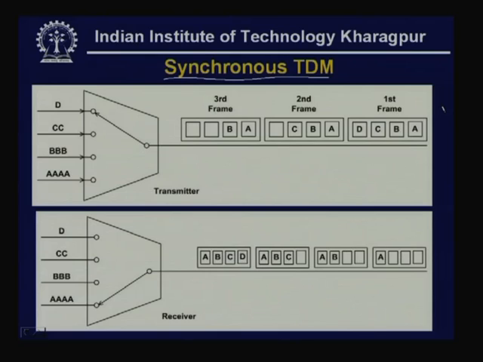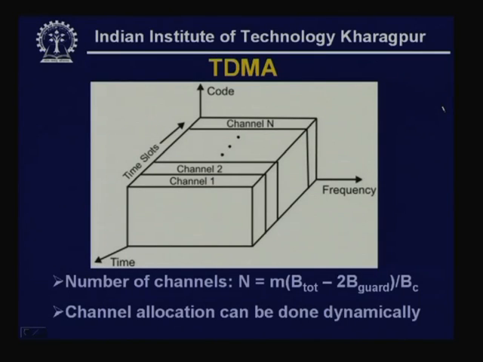But in TDMA it is done in a little different way. As you can see here, the frequency and code remain the same for each of the channels, however, the time slots are varying. In this case the number of channels is equal to n, where m is the number of bits for each of the stations, multiplied by B total, that is the total bandwidth available, minus 2 into the guard bandwidth, divided by BC, that is the bandwidth of each of the channels. So, you have got separate channels.